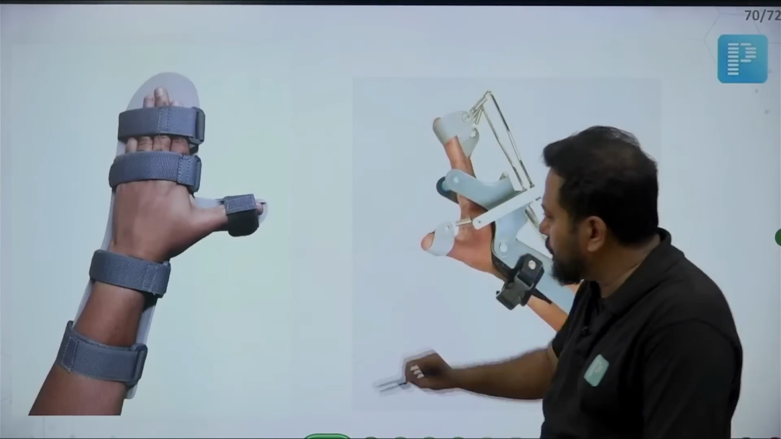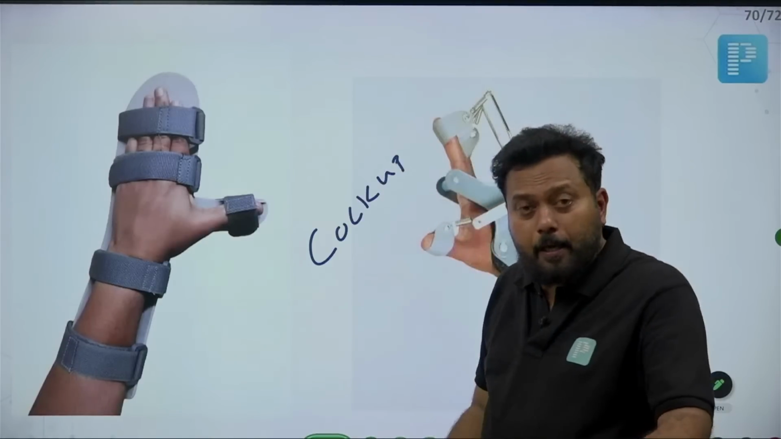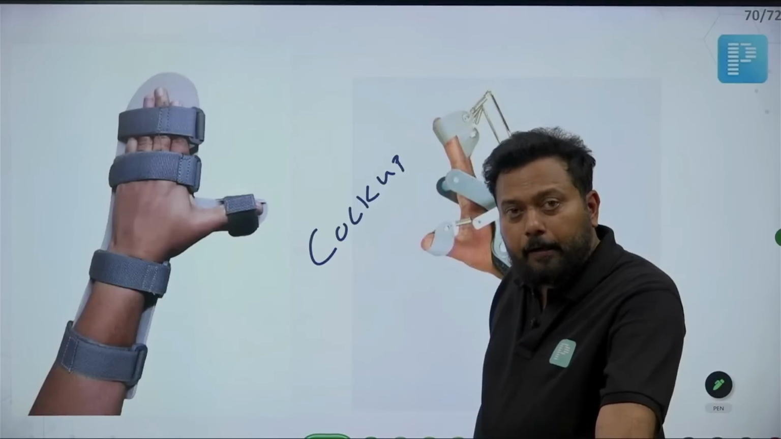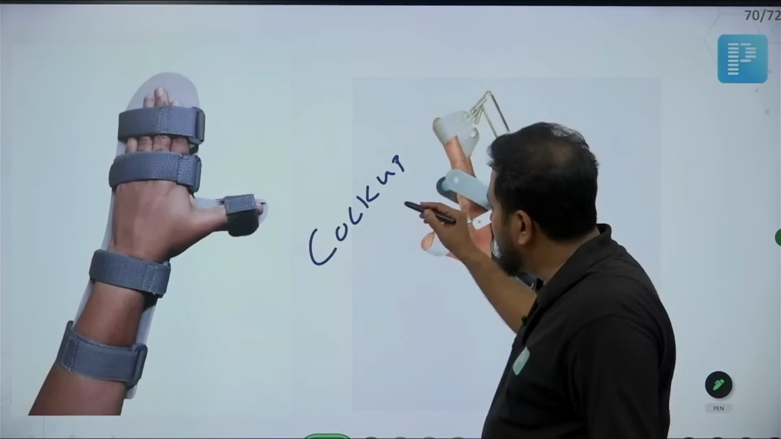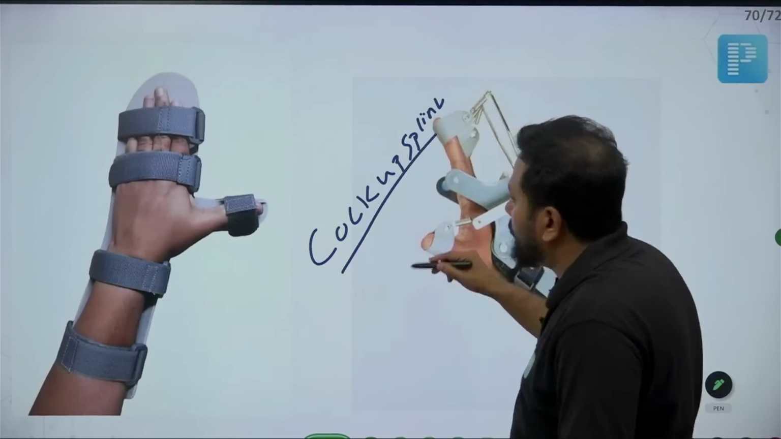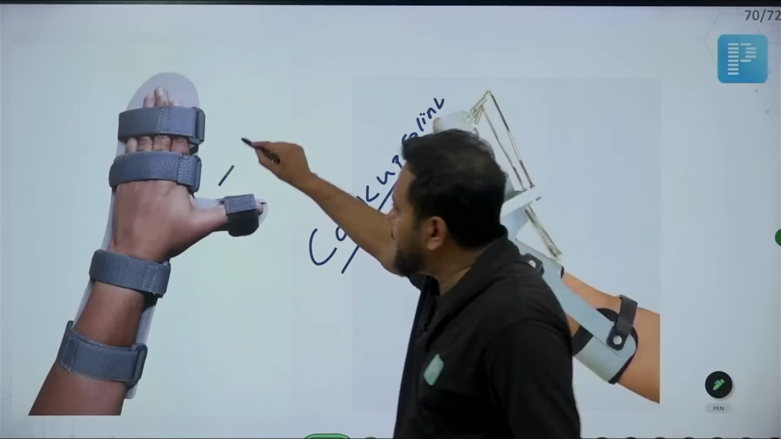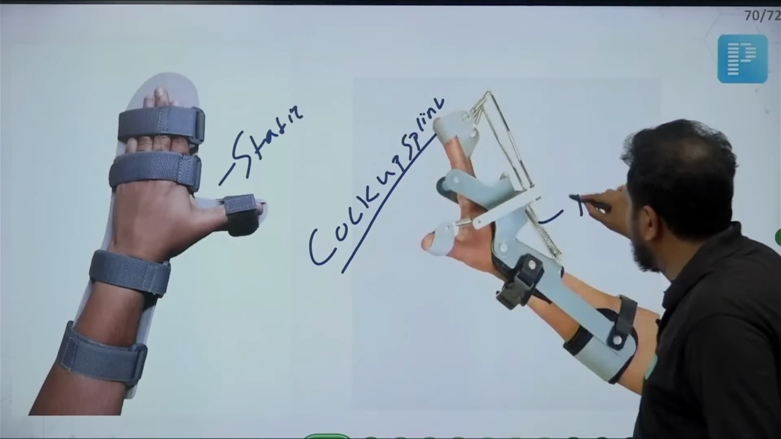This is called a cock-up splint. This is the question from this year's NEET exam, last month's exam. Cock-up splint. Two types of cock-up splint. This is called static. Here there is the spring and all. So this is called dynamic.